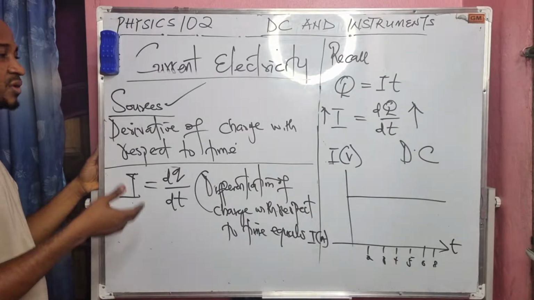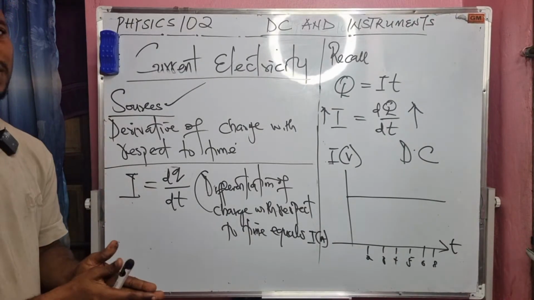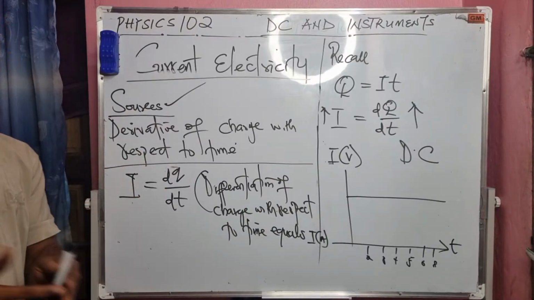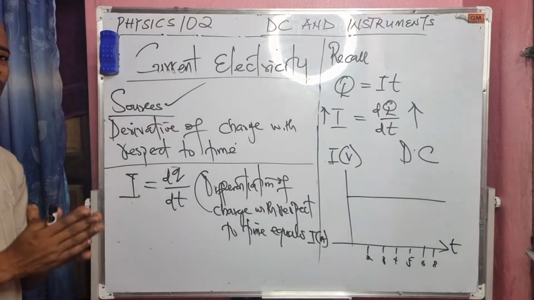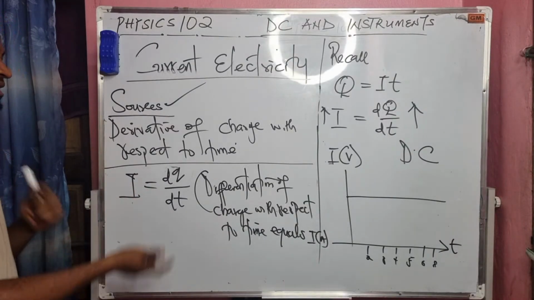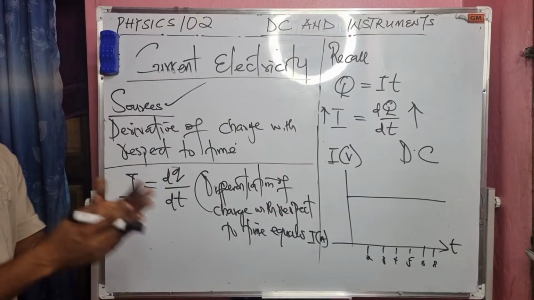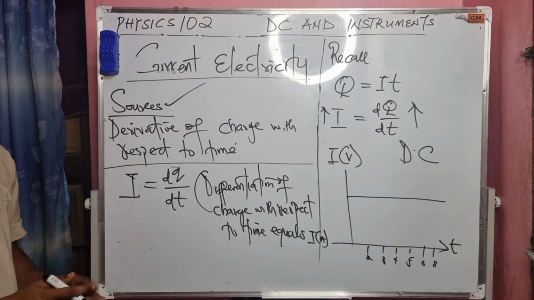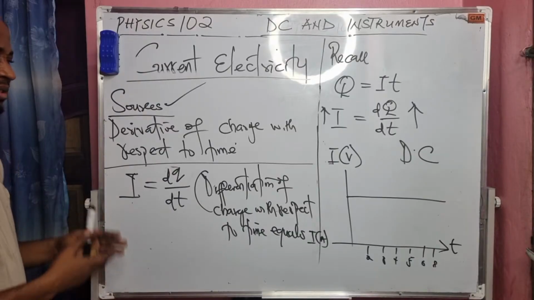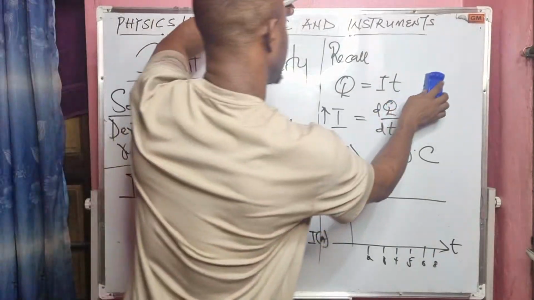In most questions, they might just give you a current function with respect to time, and they will say find the charge. If you are given a current function and asked to find charge, what do we do? We have to integrate current to find charge. But if we are given a charge function with respect to time and they say find current, what do we do? We differentiate. This is what I'm trying to analyze here. Let me show us.